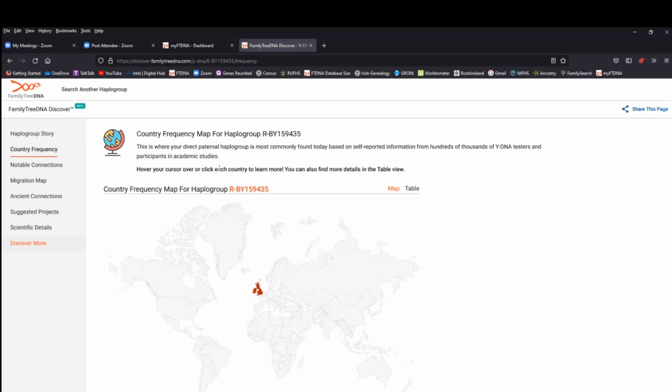But that is going to be a useful thing if you do a very common haplogroup. And I'm going to do one of them in a second and show you how that can be useful. But normally when you're looking through this, that's not going to be useful.